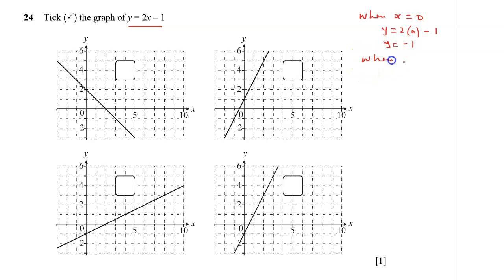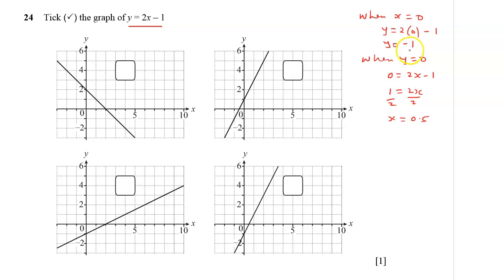And when y is equal to 0, then what is x? So we have 0 equals 2x minus 1. Of course, you add 1 to both sides because it's negative, so 1 equals 2x. Therefore x, you divide both sides by 2, so of course x will be 0.5, half. So you look at those points and see which one will give the correct answer.